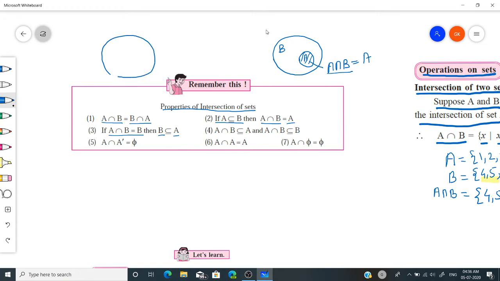This is the set A and here is the set B.